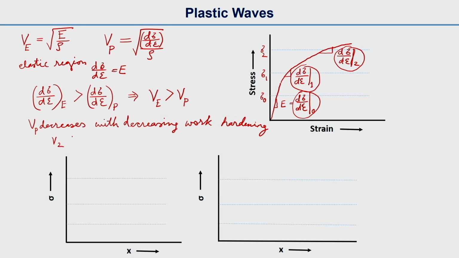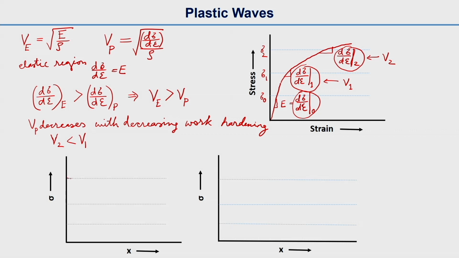V2 is smaller than V1. So V1 corresponds to this and V2 corresponds to that. The slope of V2 is less, and that means V2 is smaller than V1. We will see how the velocity will look. We will plot it with sigma versus x.